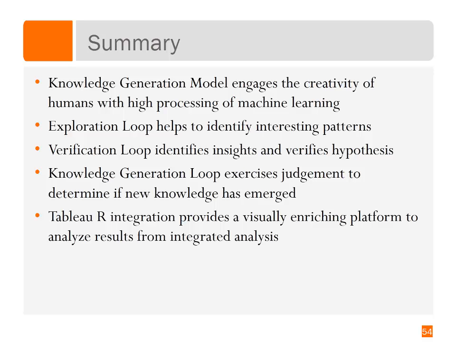Then we proceed to the verification loop. Well, we found some things that look interesting, but we want to verify that what we think we see is what we see. So we're trying to identify insights and then verify the hypothesis related to those insights. Then finally, we get to the knowledge generation loop, which is a building process where we take previous knowledge, we exercise some judgment over our verification of insights and hypothesis, and we make decisions on whether we've increased or improved our knowledge and our understanding about that knowledge.